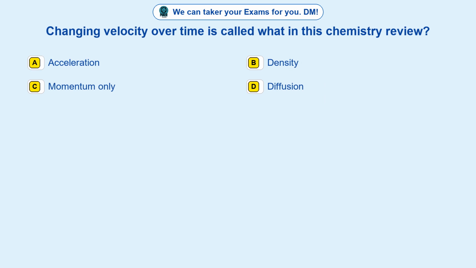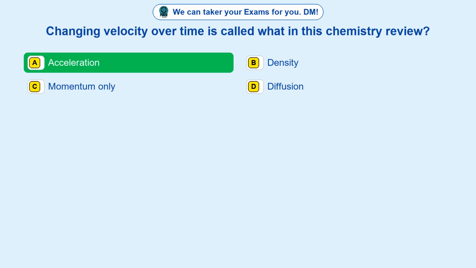Question 56. Changing velocity over time is called what in this chemistry review? Option A, acceleration. Option B, density. Option C, momentum only. Option D, diffusion. The correct answer is option A, acceleration.